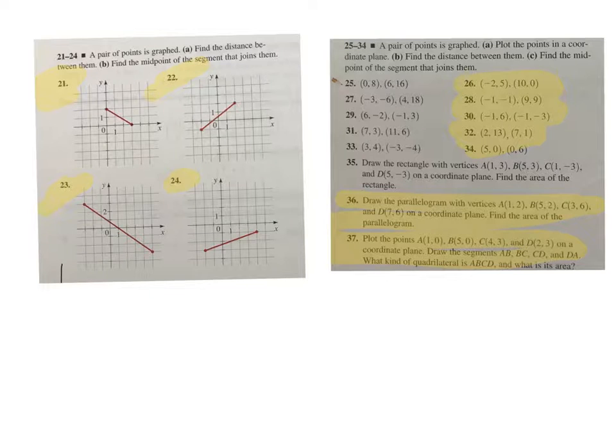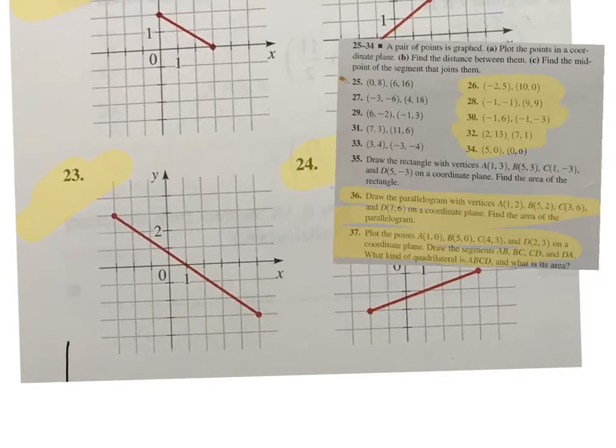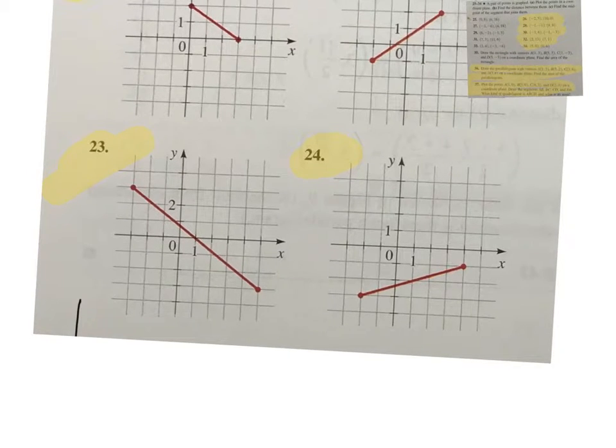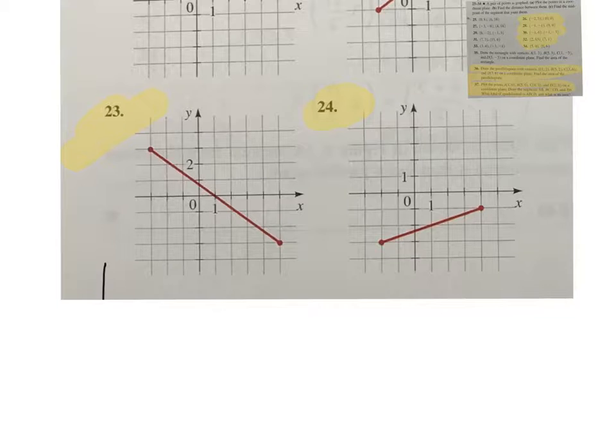All right, so I'm going to go over your 2.1, 2.2 practice homework. If we look at this first one, we'll do 23 and 24. We're given the line segment. They want us to find the midpoint and the distance. So what's the first thing I have to do if I have a picture? What do I have to figure out first?